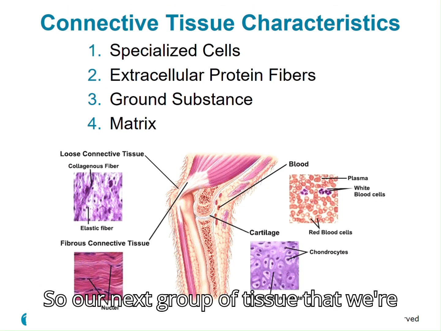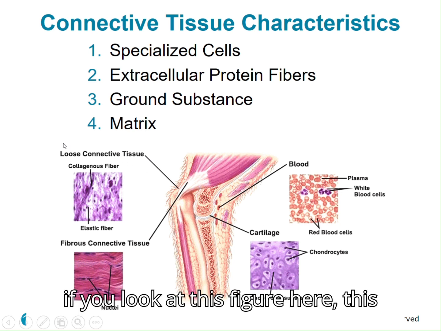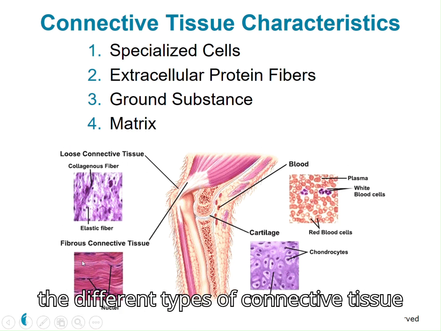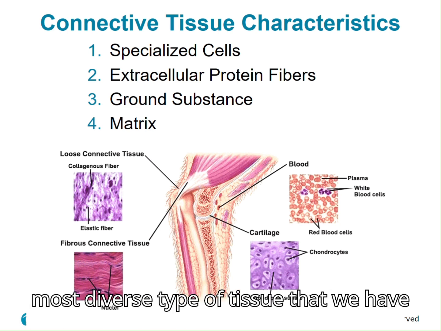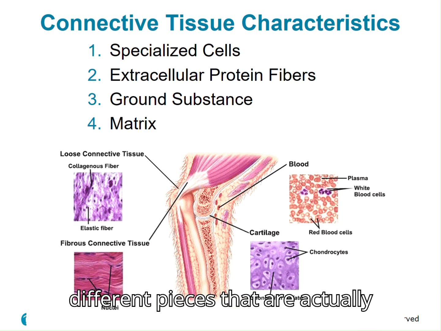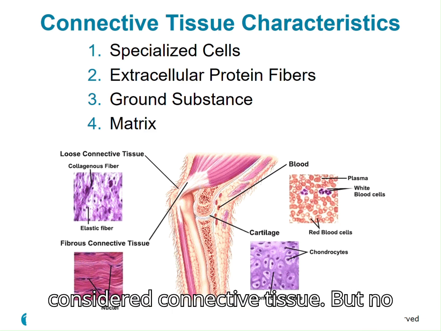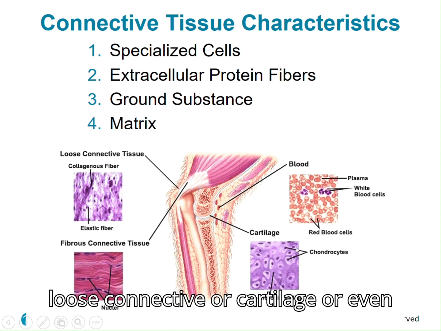So our next group of tissue that we're looking at is the connective tissue. If you look at this figure here, it shows you just a few of the different types of connective tissue that we have within our body. It is the most diverse type of tissue we have because there are so many different pieces that are considered connective tissue.